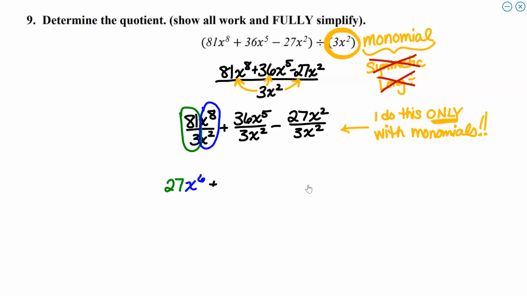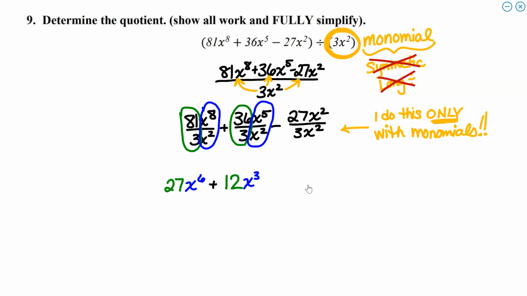I'm going to bring down my addition sign, and we're going to do the exact same thing to the next fraction. So I look at the numbers first. 36 divided by 3? 12. And then I look at the variable part. X to the 5th divided by x squared. This is going to be x to the, how much? 3rd.